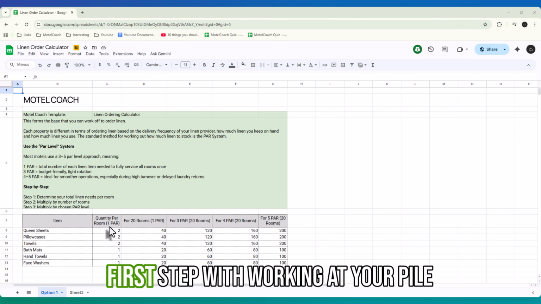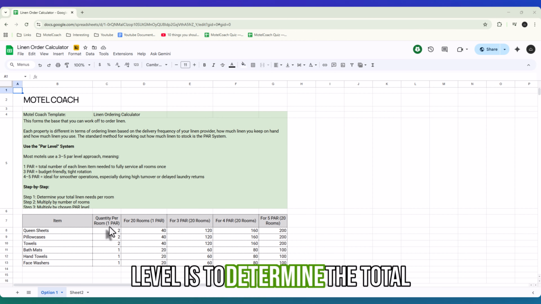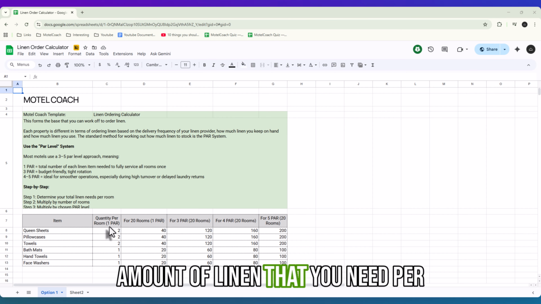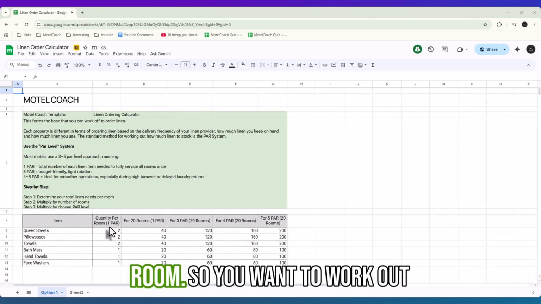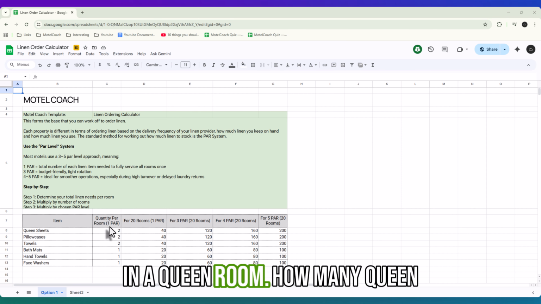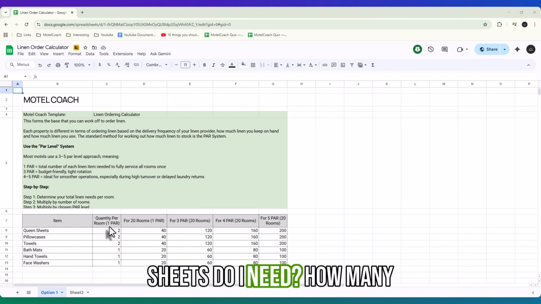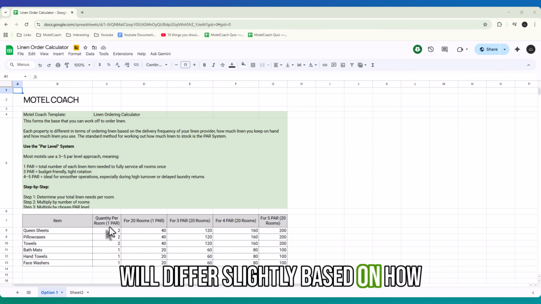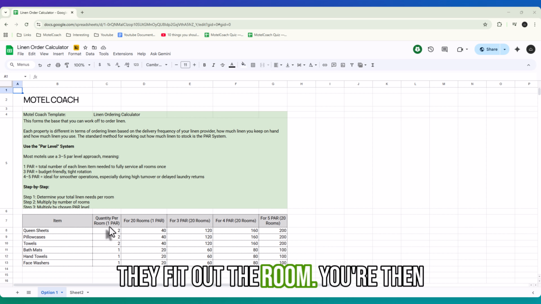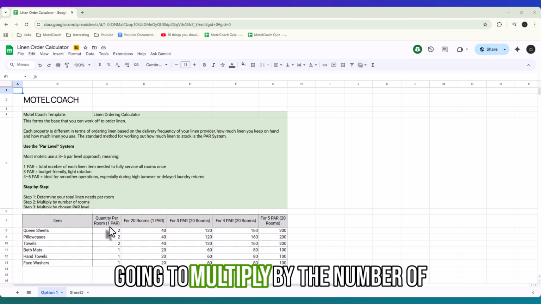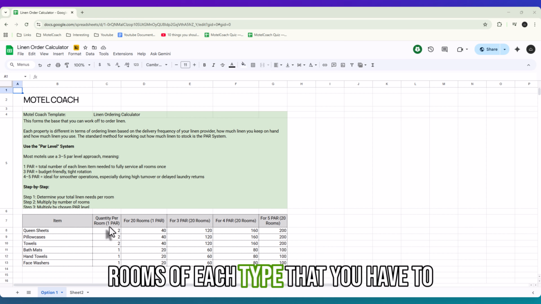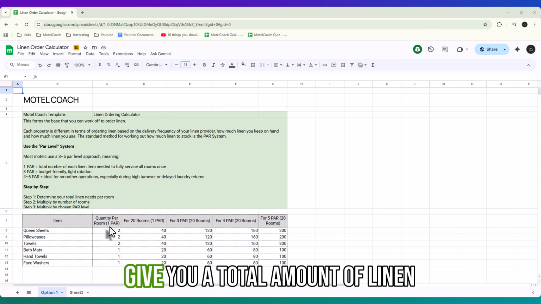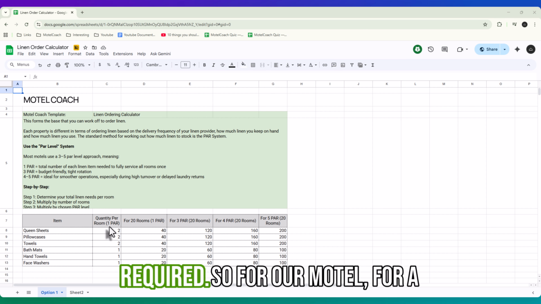The first step with working out your PAR level is to determine the total amount of linen that you need per room. So you want to work out, in a queen room, how many queen sheets do I need? How many pillowcases do I need? Each motel will differ slightly based on how they fit out the room. You're then going to multiply by the number of rooms of each type that you have to give you a total amount of linen required.